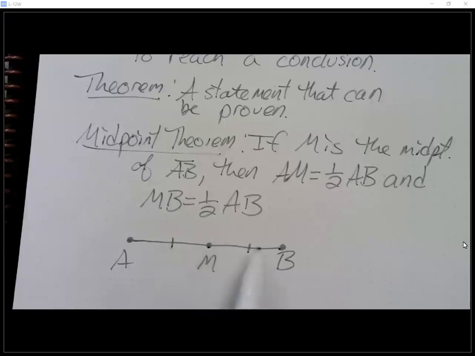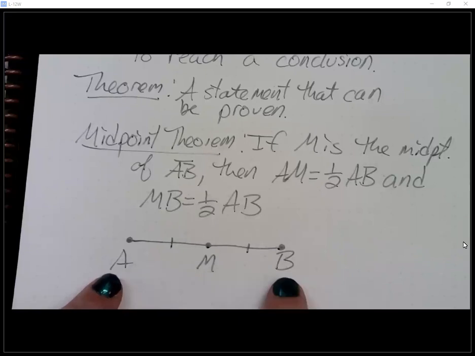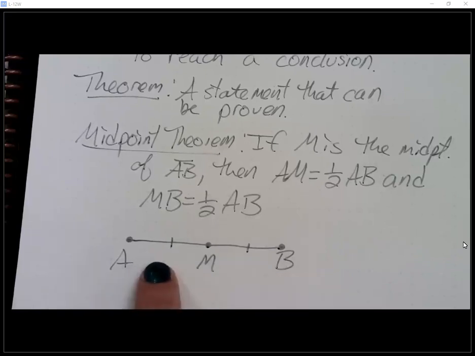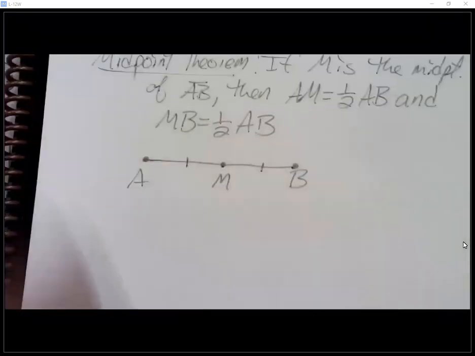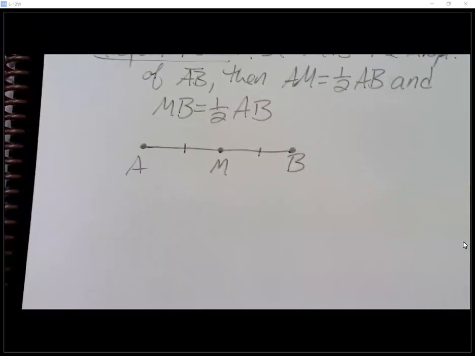I've marked it as such. So what this is telling me is that the length of AM would have to be half the length of the whole thing, if M really is the midpoint, right? So let's say the whole thing is 10. Doesn't that have to be 5? And then the same thing over here, MB has got to be half the length of the whole thing. That's all the midpoint statement tells me, or midpoint theorem. So nice and easy, makes sense. We're happy with that one. Next one is the angle bisector.